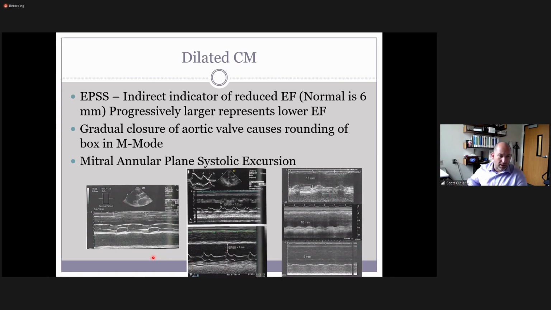And at the end of this in particular, you're also seeing that it rounds off. This is subtle, but this one kind of rounds off. You normally see like a box. We call it a box because it comes open, it's got pretty acute angles and goes to a 90-degree angle, and then it shuts down just as quickly because of the rapid pressure changes. Why do you think in a dilated cardiomyopathy with systolic dysfunction, why do you think the end of the aortic box in M mode would be rounded?